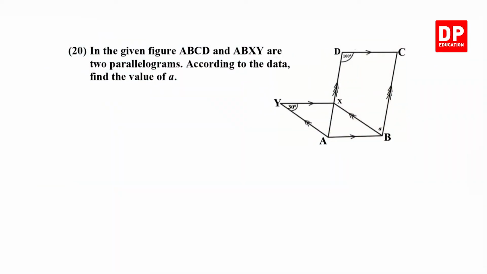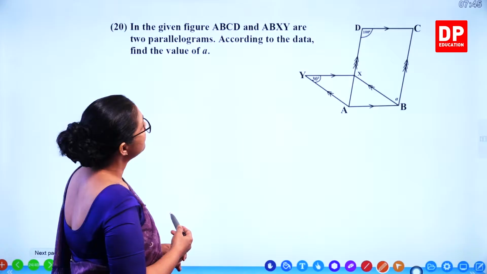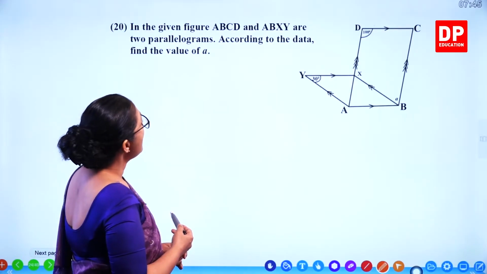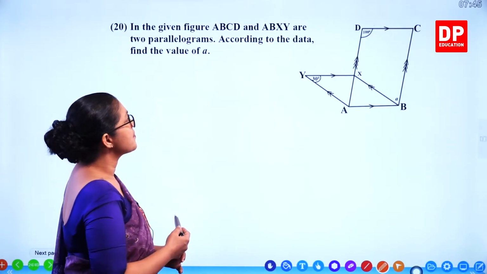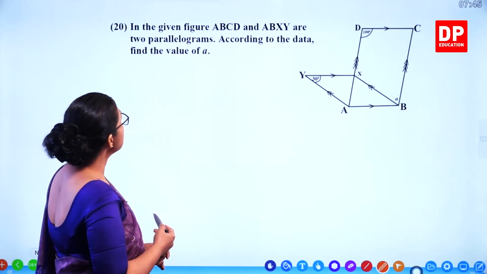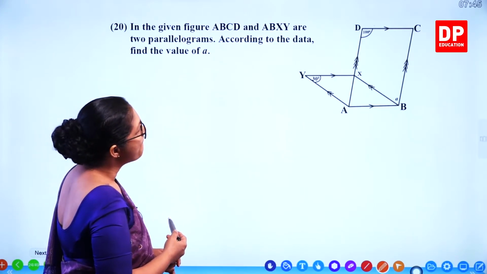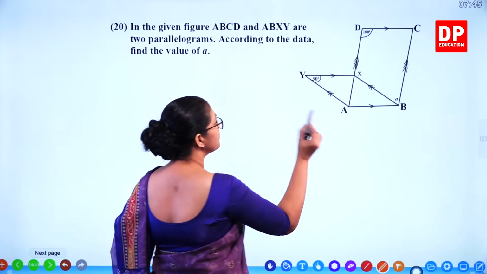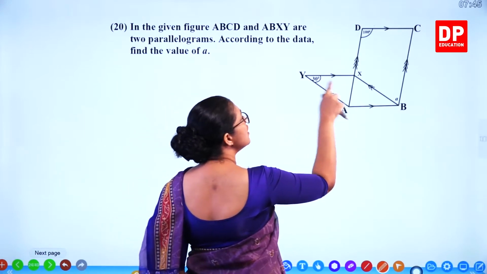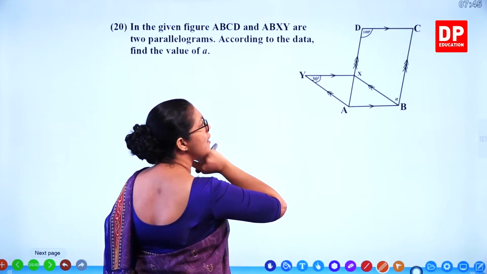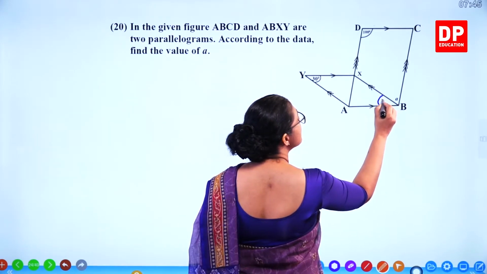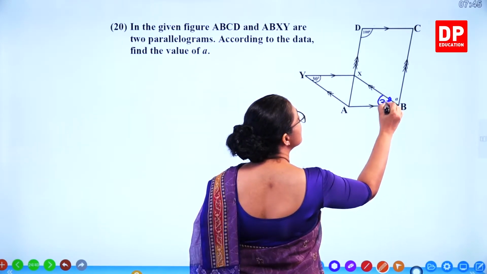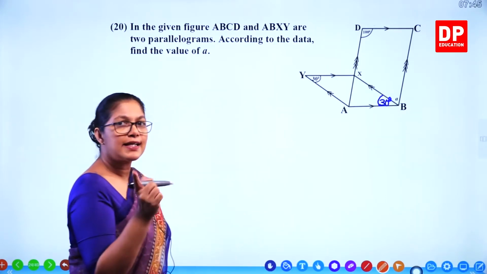Question number 20. In the given figure ABCD and ABXY are two parallelograms. According to the data, find the value of a. a is here. What do you know about opposite angles in a parallelogram? These are equal. If this is 30, this is 30. Opposite angles are equal.